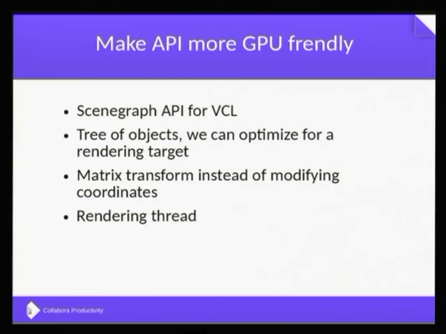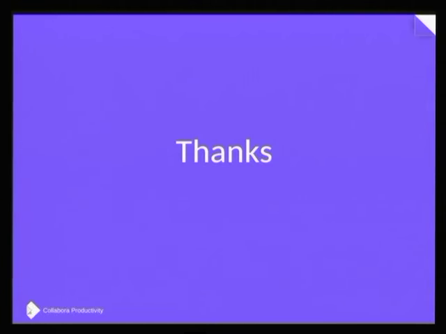It usually uses matrix transformations extensively. So instead of modifying all the coordinates of either vertices or 2D draw commands, we use the transformation matrix. And in the case of GPU, we can just use this inside the vertex shader, and it's quite a lot faster. And we can extend this to have a separate rendering thread, which is also very nice to have, so that in the normal thread we can prepare for drawing, and the rendering thread just draws everything. And this is what I have. Thank you.